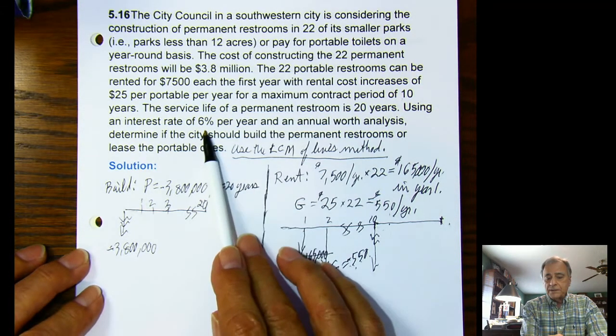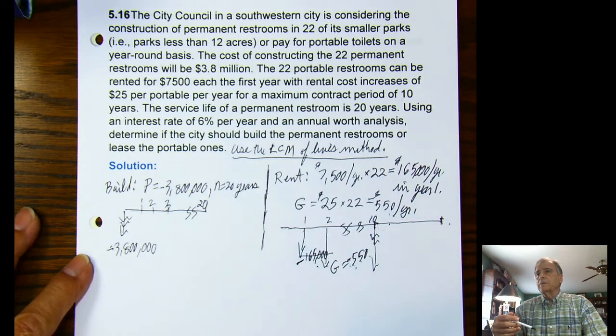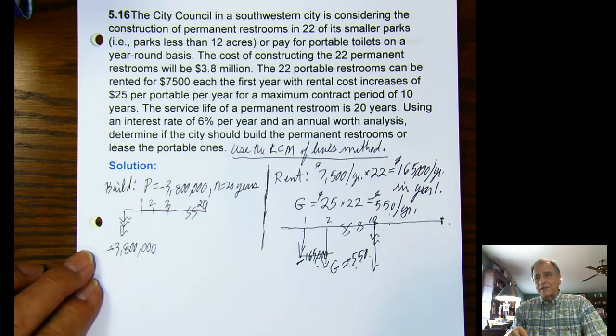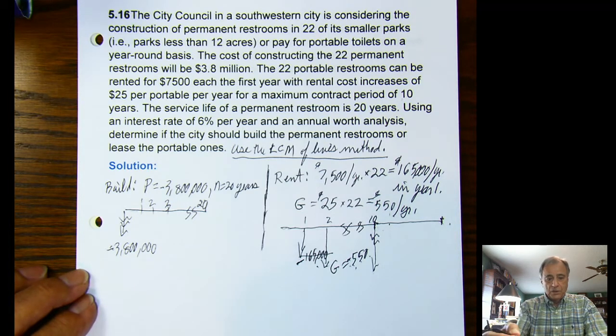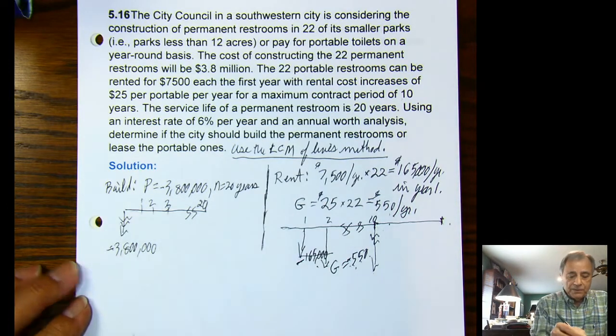The author tells us the interest rate is 6%, and usually when you're dealing with government type projects, the interest rates are much, much lower because the government can borrow money at lower rates than private industry can, generally speaking. At least the U.S. government can, and so that leads into that lower interest rate.